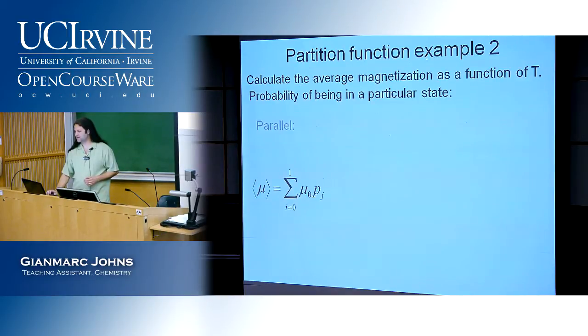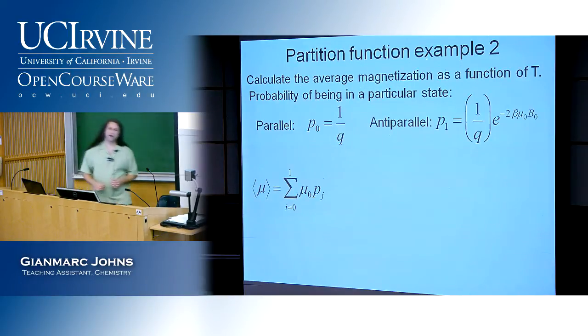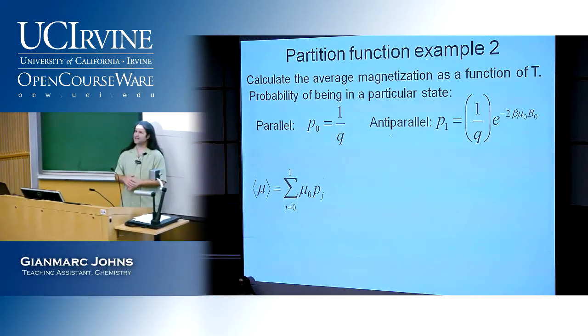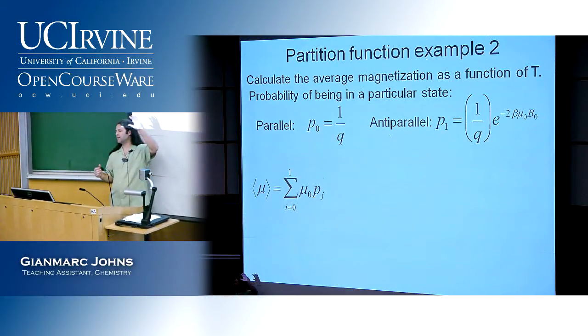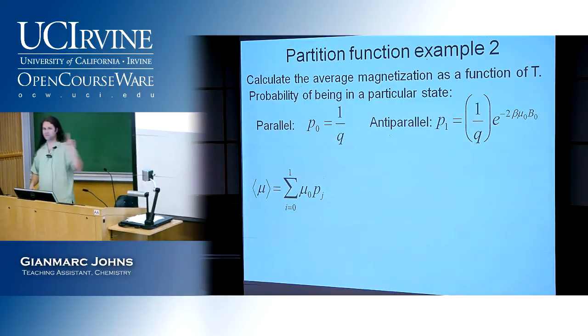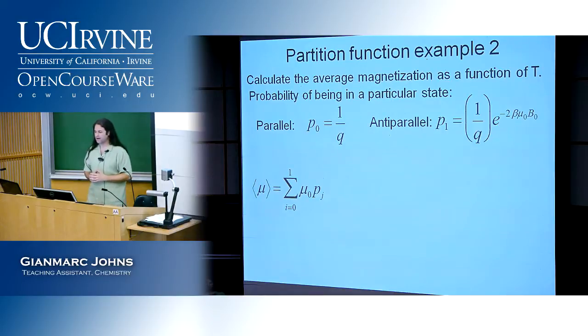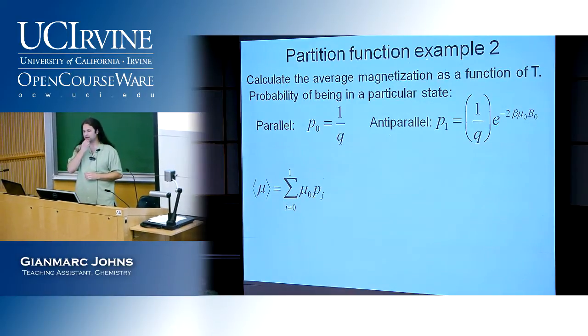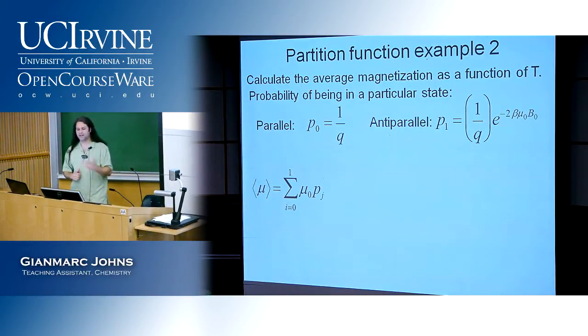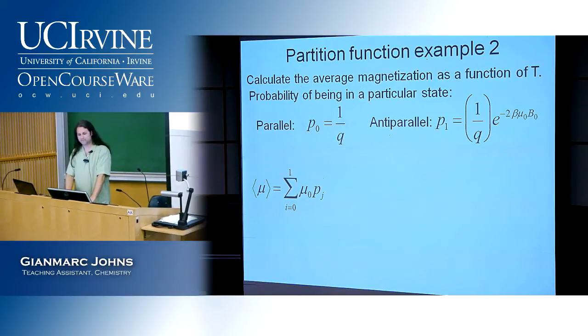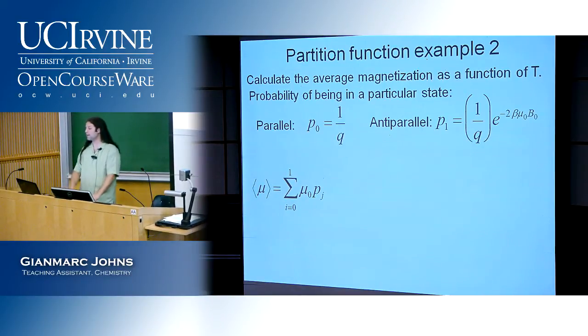Now, from the partition function, we can figure out the population of each state. Remember how I said it's a fraction, right? You have the one particular state you're interested in over all the possible states. So for the ground state, the first term was just 1, so 1 over Q gives you the population in the ground state. And the population in the excited state is going to be the second term, e to the minus 2 beta mu naught B naught, divided by your partition function. So those are our populations.